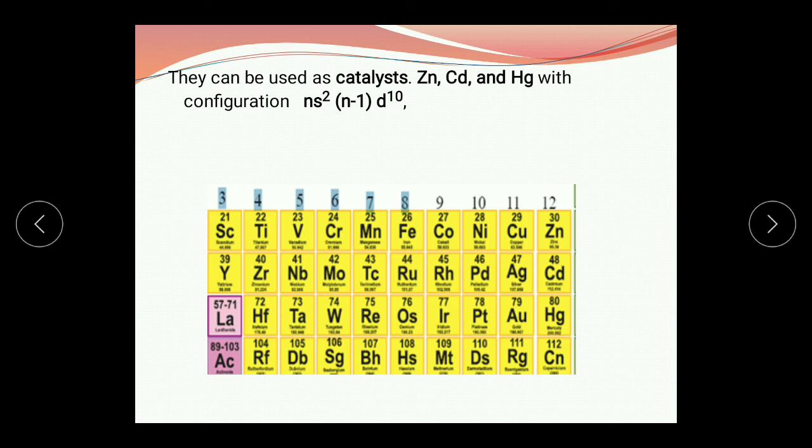Also, these elements can be used as catalysts. So the properties are somewhat different from those of S and P block. They have properties such as variable oxidation state, they can be used as catalysts, they form colored ions, and they show paramagnetism. Their general electronic configuration, we know, is ns2 (n-1)d10. So this is D block.